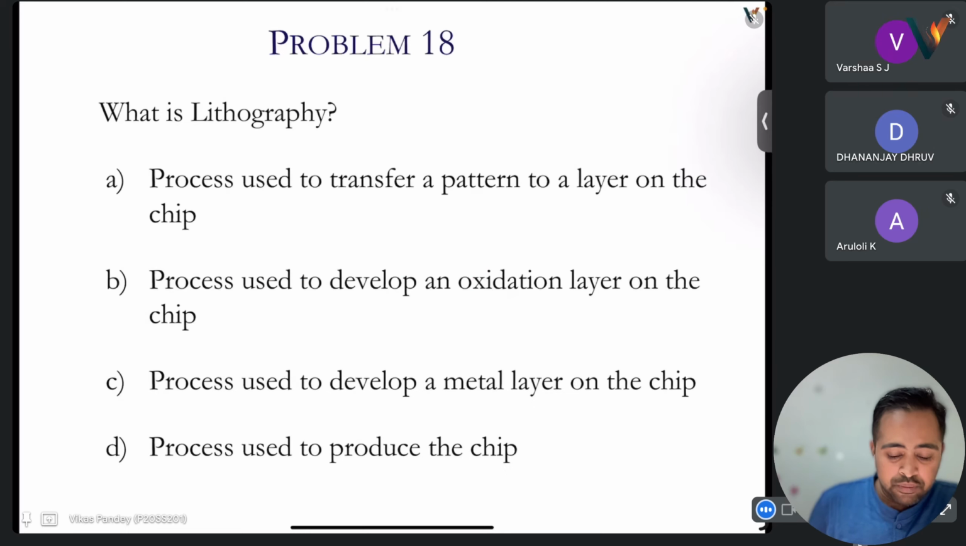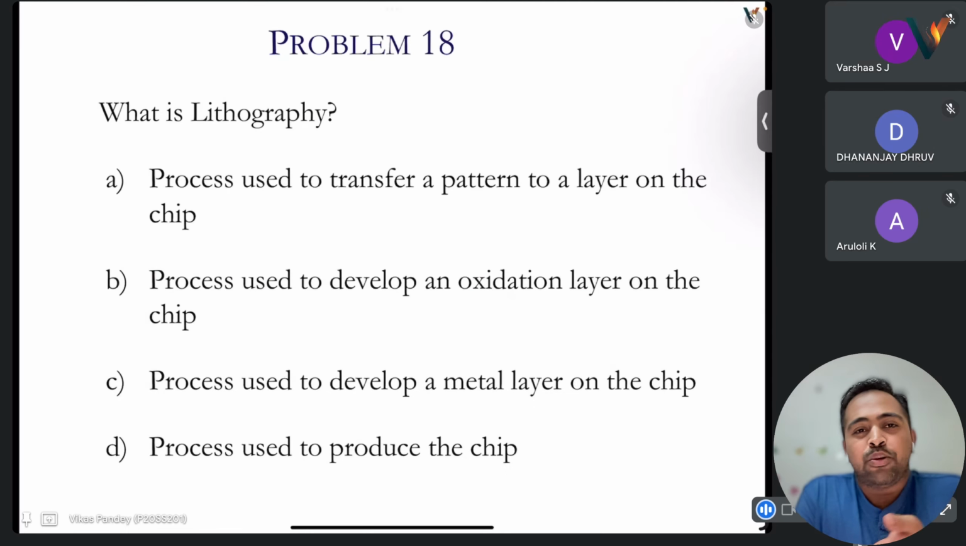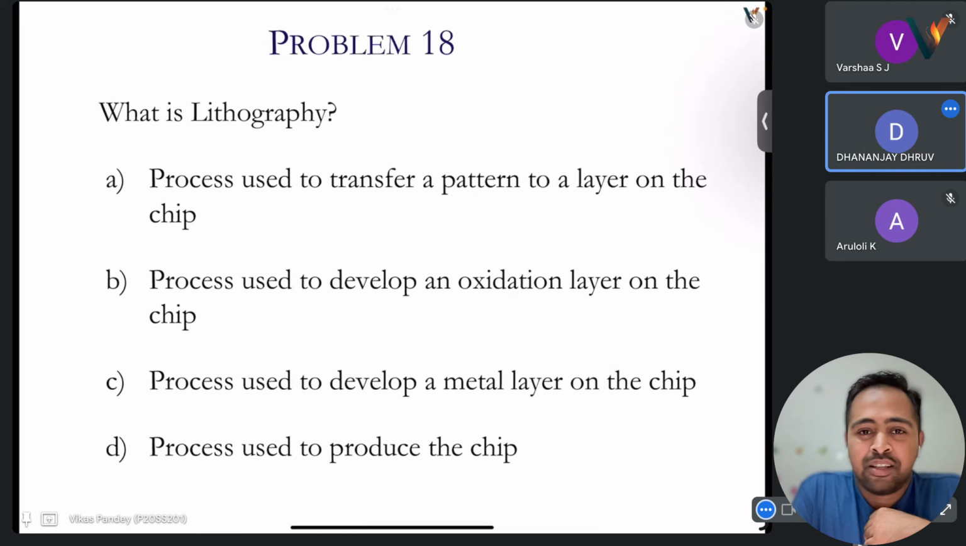Okay. Now, what is lithography? After doing all this, a very basic question: what is lithography? Process used to transfer pattern to a layer on the chip. Process used to develop an oxidation layer on the chip. Process used to develop a metal layer on the chip. Process used to produce the chip. I think we go for A. Okay. To transfer pattern to a layer on the chip.